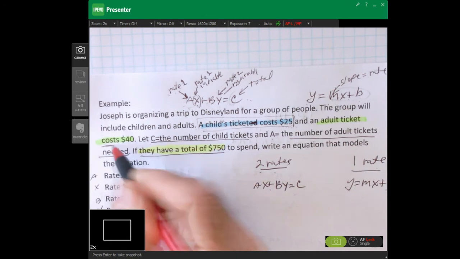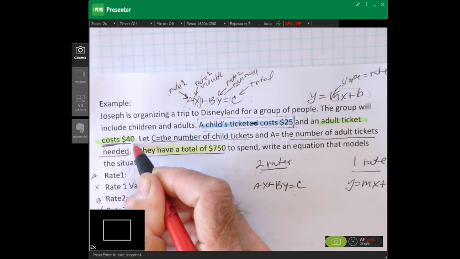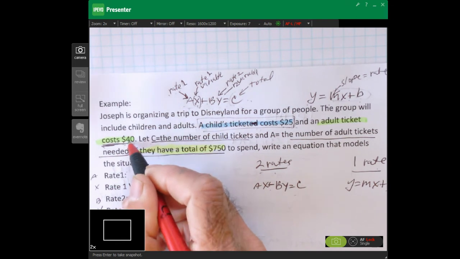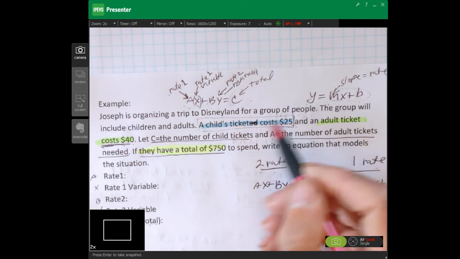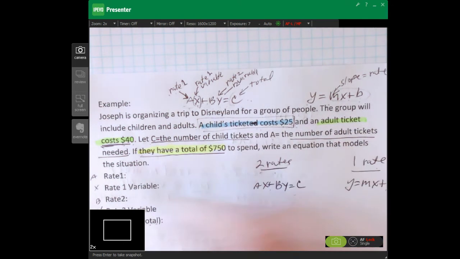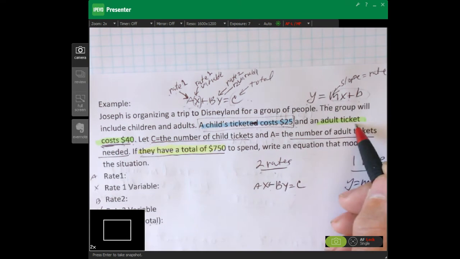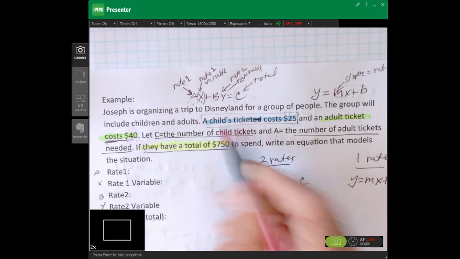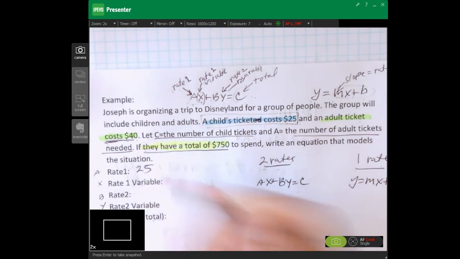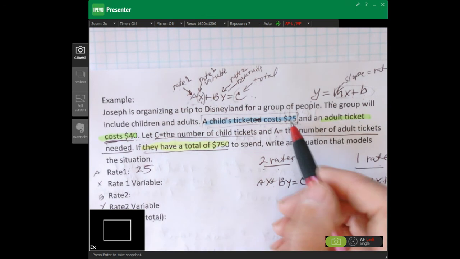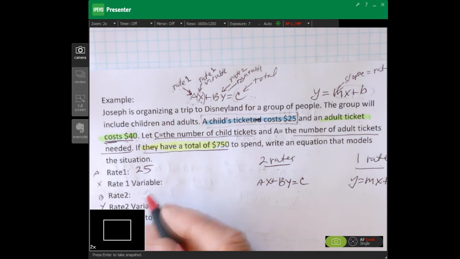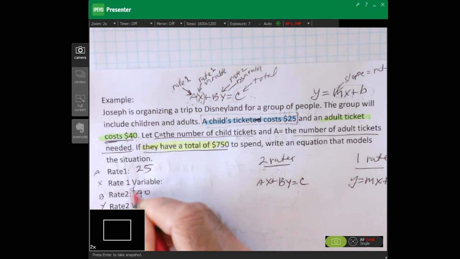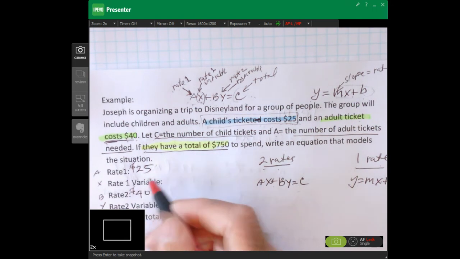It costs, it's a price, right? I mean, the price is $40, right? So price, that's going to be a rate. It's $40 for each one. Okay, so $25 for each child's ticket, $40 for each adult ticket. We could also use the word per. So those are going to be variables. I mean, not variables. Those are going to be the rates. So child ticket, the rate is $25. Okay, $25 per ticket, right? To be more specific. And then the adult ticket is $40. Again, per ticket to be more specific.